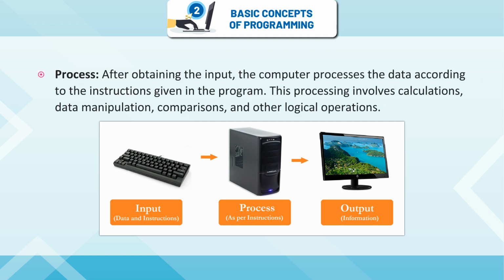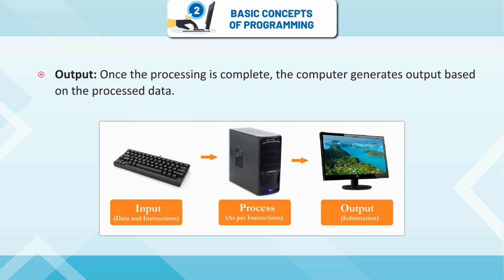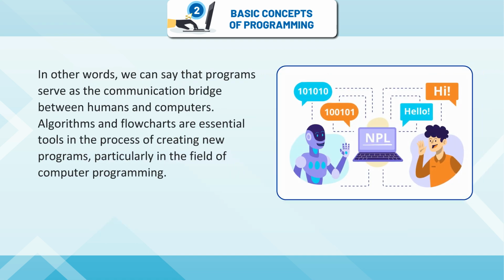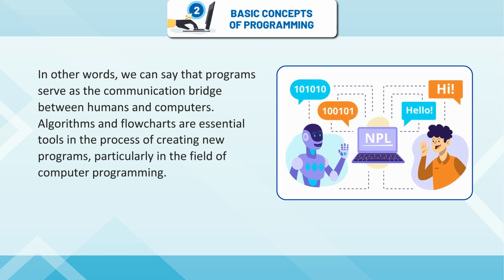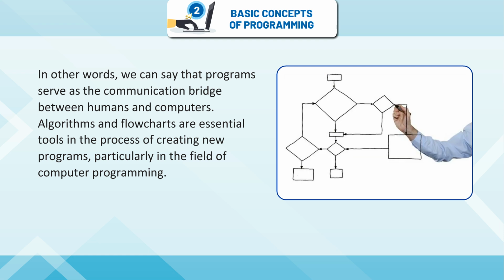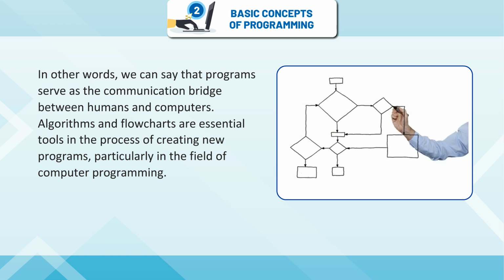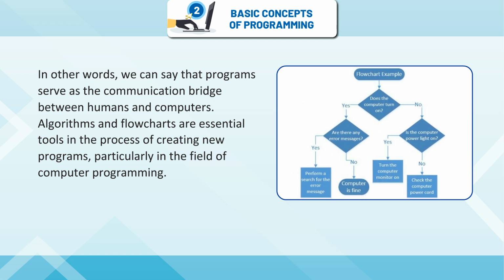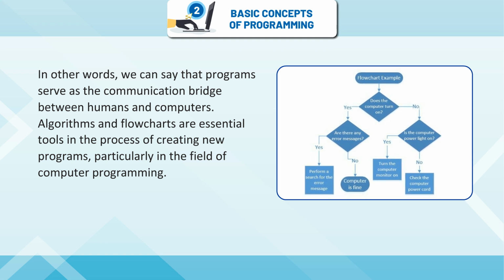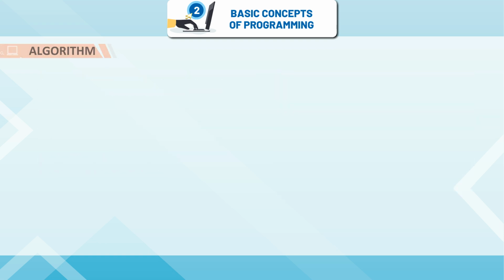Process: after obtaining the input, the computer processes the data according to the instructions given in the program. This processing involves calculations, data manipulation, comparisons, and other logical operations. Output: once the processing is complete, the computer generates output based on the processed data. In other words, programs serve as the communication bridge between humans and computers. Algorithms and flowcharts are essential tools in creating new programs, particularly in computer programming.